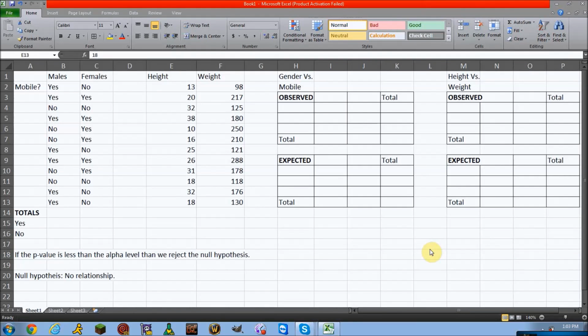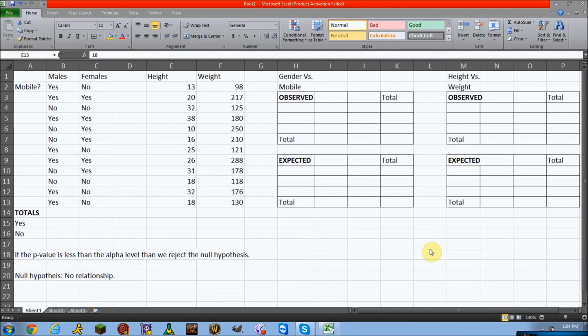And today's tutorial, we're going to be teaching you how to do a ChiSquare test with data that you've collected. Now we're going to be using Excel to do this ChiSquare test. Now I'm using 2010. You can use other versions. If you have 2007, you can use that as well.